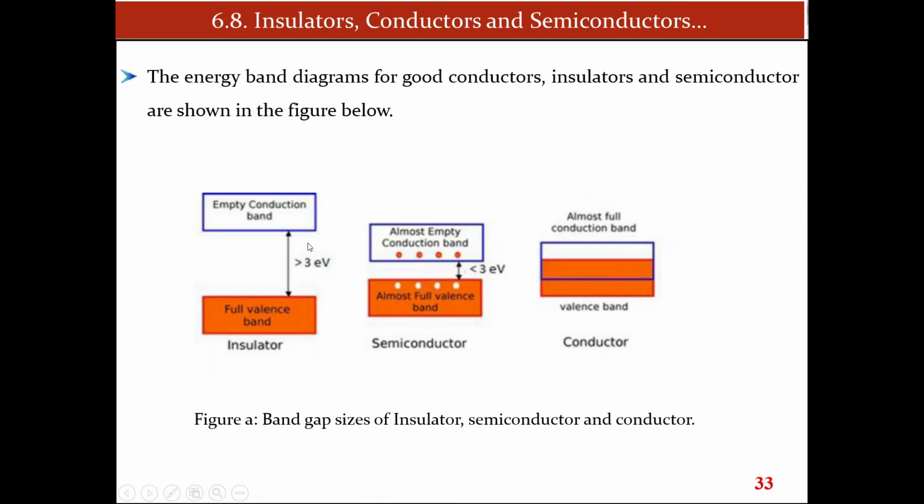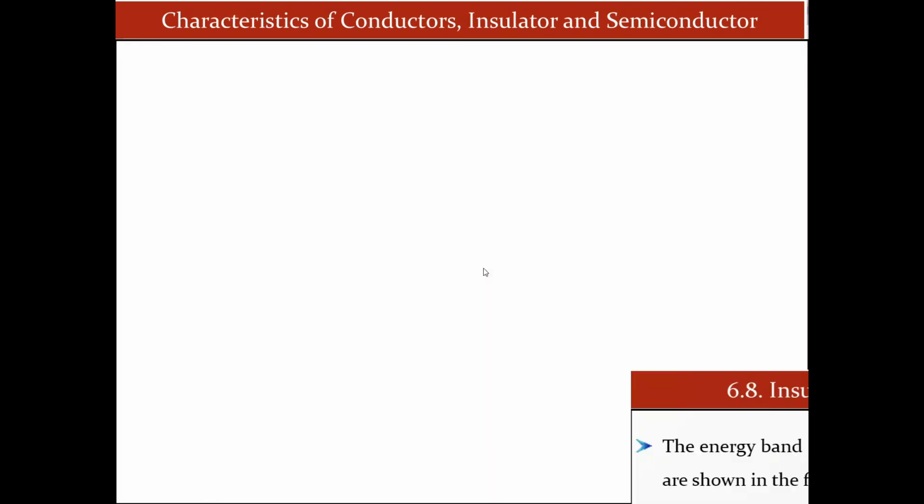The energy that's needed is greater than 3 electron volts. But for a semiconductor, it is less than 3 electron volts, which is much better than the insulator. But for a conductor, nothing is needed, because this is the conduction band and this one is the valency band, so they overlap each other just like this. We don't need this much amount of electron volts.